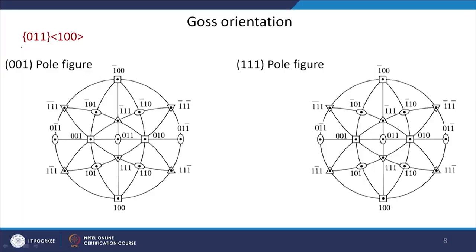There is another very important orientation called the Gauss orientation. The orientation has this information, that means the HKL plane, the 011 plane, is parallel to the rolling plane, and the 100 direction is parallel to the rolling direction. If I may try to show you the orientation here, I hope I should be able to show you. It will look something like this.